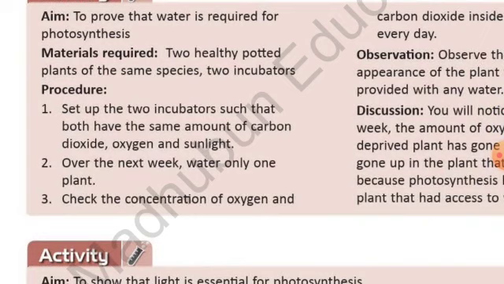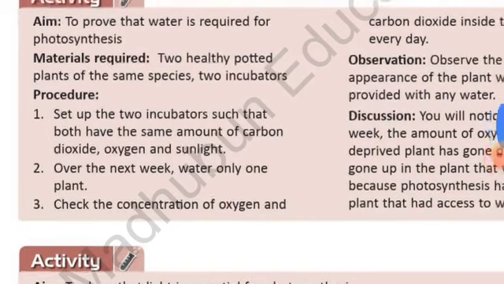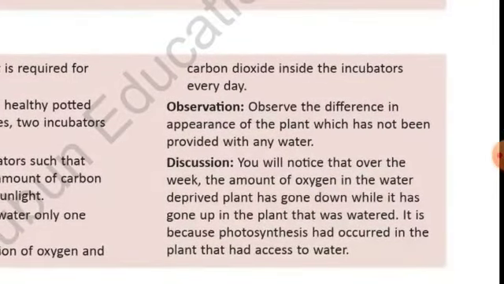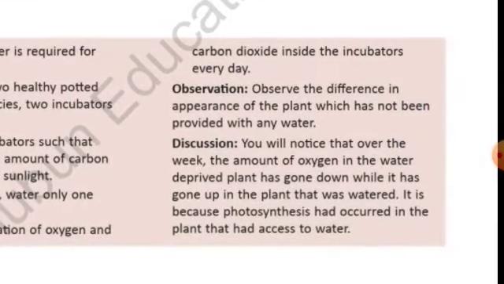Now for the next week, that means for the 7 days, we will water only one plant. That means there are two plants, so we will give only one plant the water. So one plant will get water and the other plant will be left out. So after 1 week, we will check the concentration of oxygen and carbon dioxide inside the incubator. What we will observe, there will be great differences in the appearance of the plant which has not been provided with water.